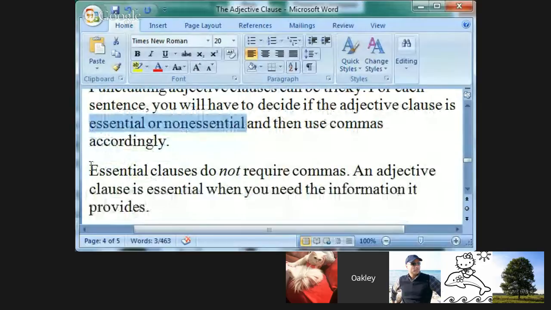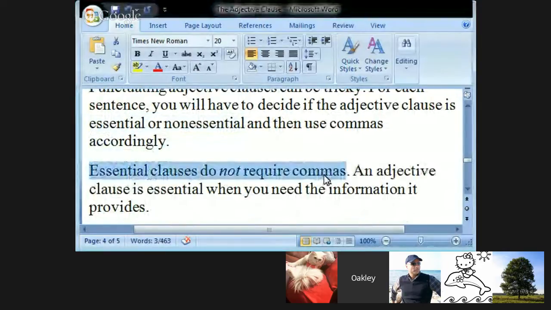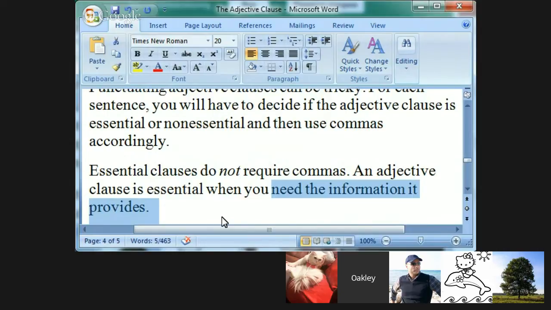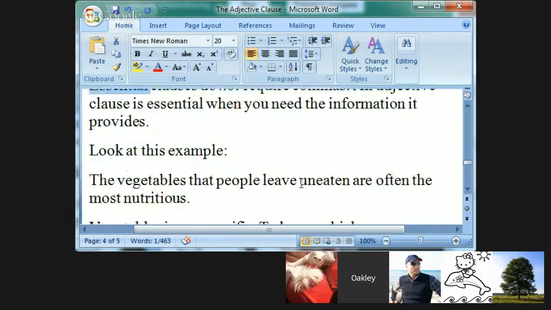Essential clauses do not require commas. They are essential to the idea, the main idea. You need the information it provides in order to make sense of the sentence. Or, a more reverse-engineering way to look at it: if you can remove the adjective clause and the sentence still makes perfect sense, then the adjective clause is non-essential. If you remove it and the sentence no longer makes any sense at all, then it is essential.